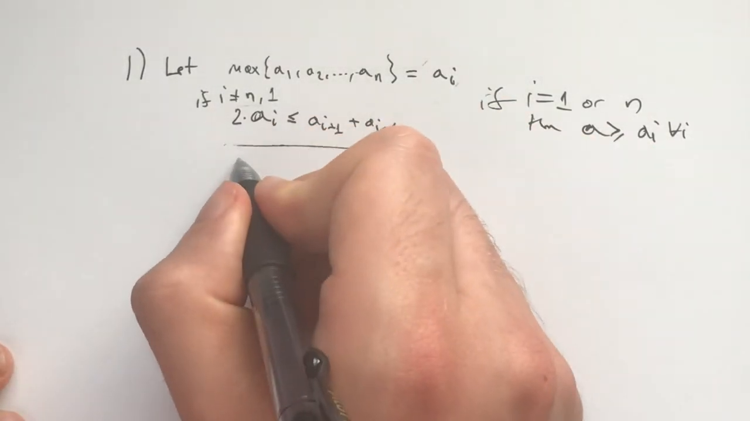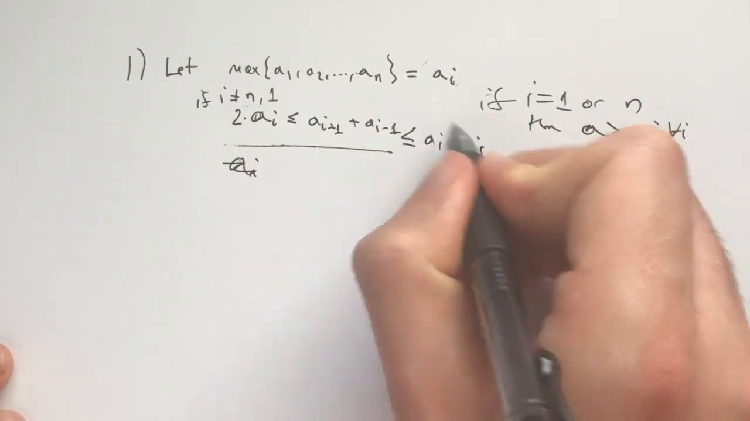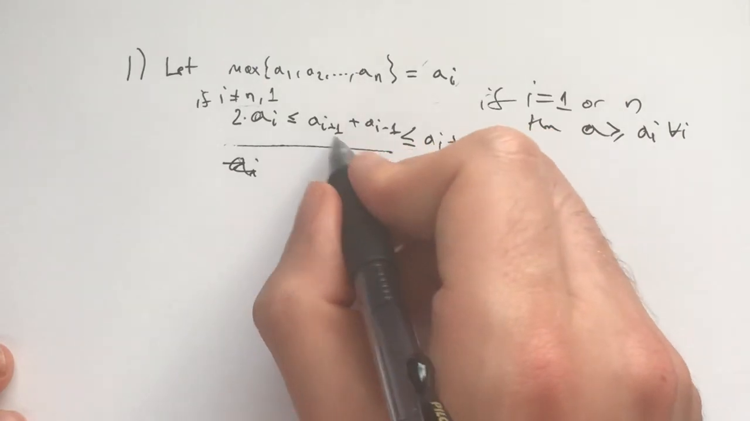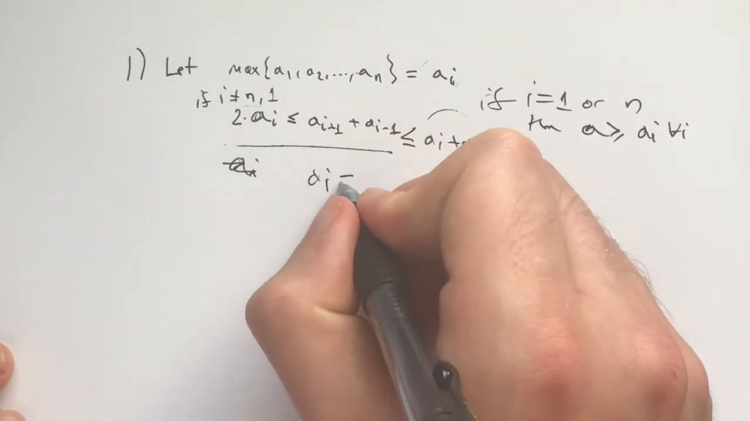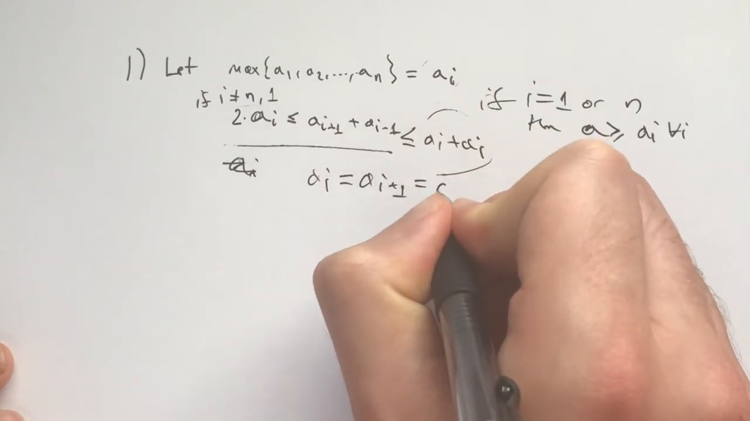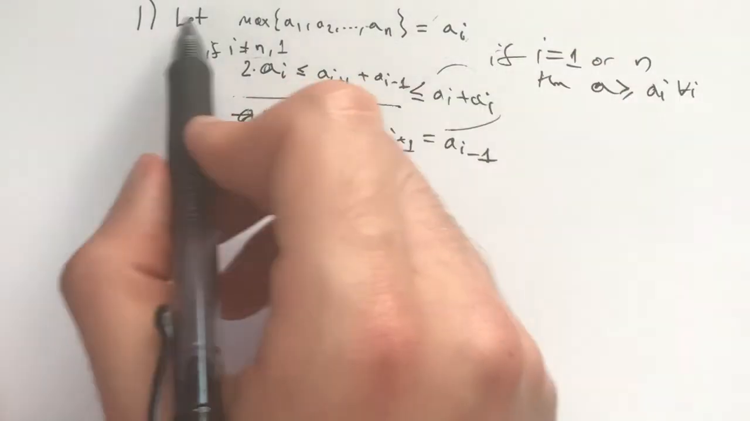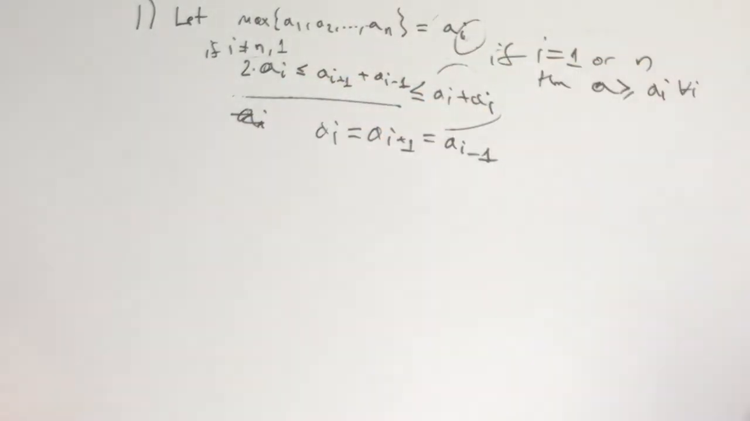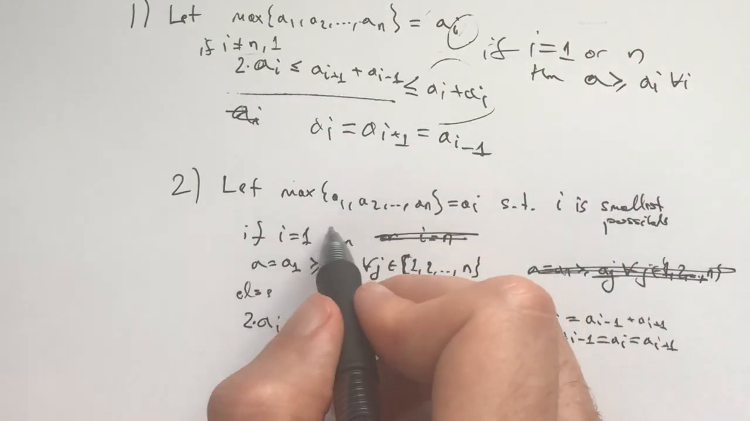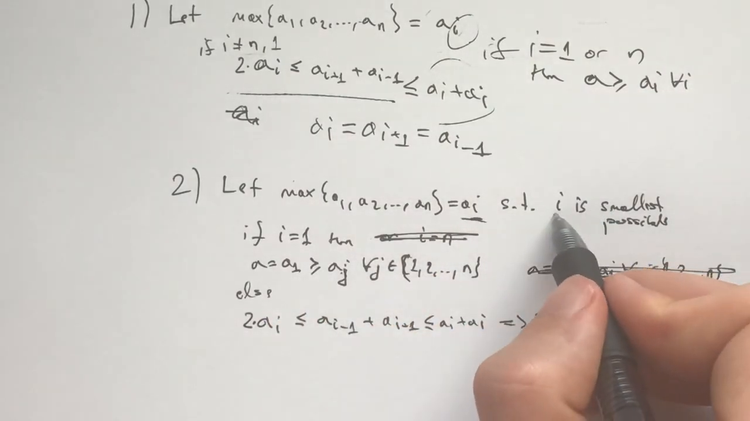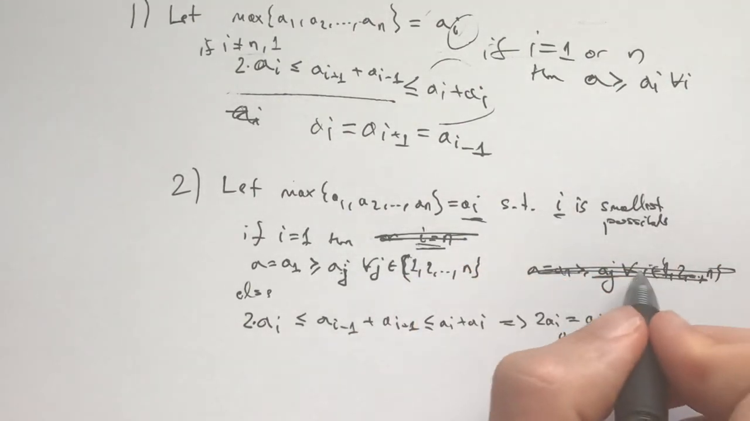And now this implies that because this is less than or equal to ai plus ai, given ai is the maximum, the equality must hold because these two things are equal. So it means that ai is equal to a(i+1) is equal to a(i-1). And now let's take such an i that is the smallest one. So we write that down, saying let the maximum among these numbers be ai such that i is the smallest possible. We know i isn't equal to n, the same mistake I made.